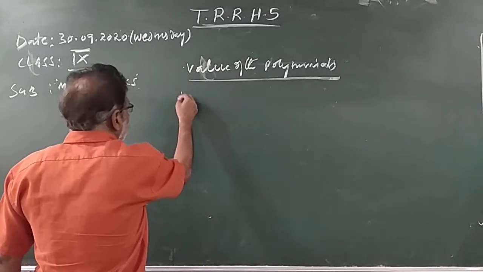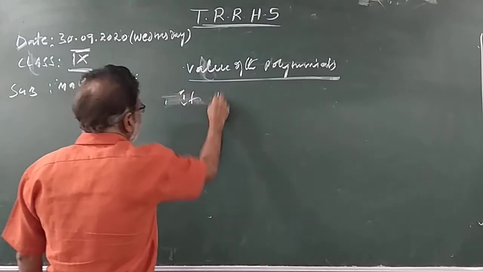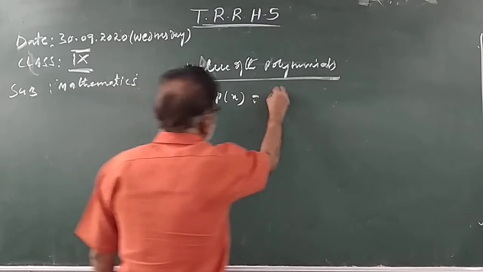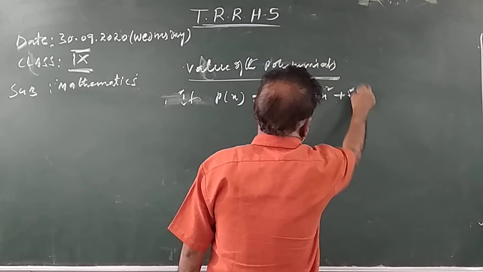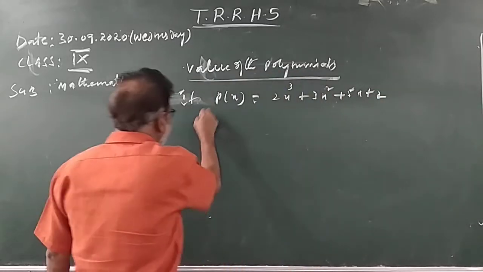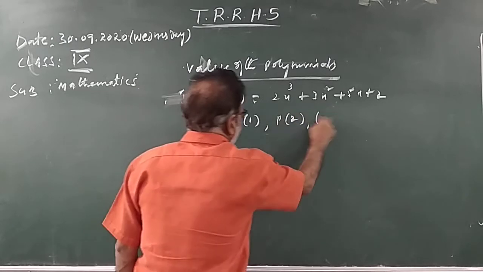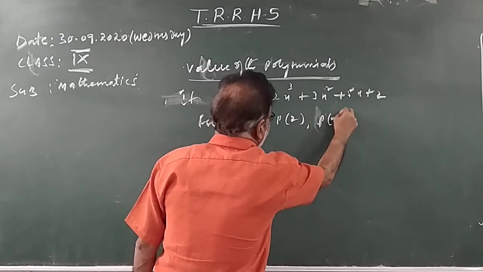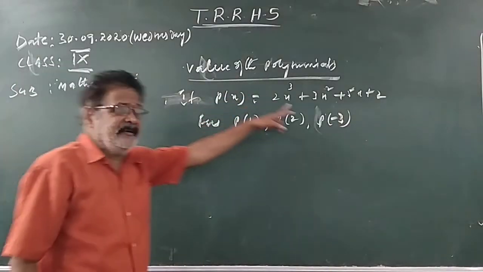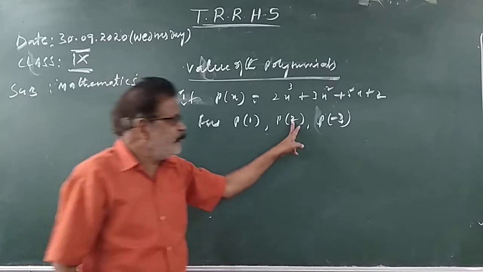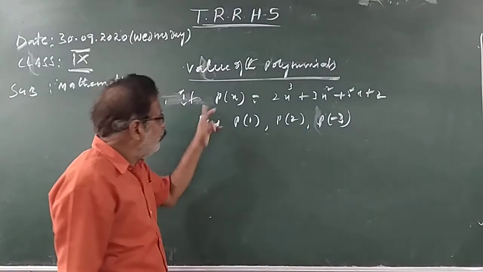Example: if the polynomial p of x is equal to 2x cubed plus 3x square plus 5x plus 2, find p of 1, p of 2, p of minus 3. These values we need to find out. How to find? We replace x by 1, x by 2, x by minus 3. Substitution, substituting the values.